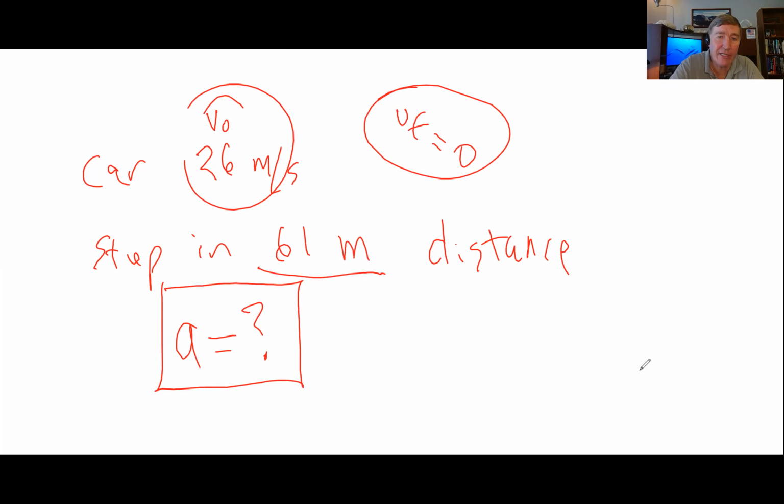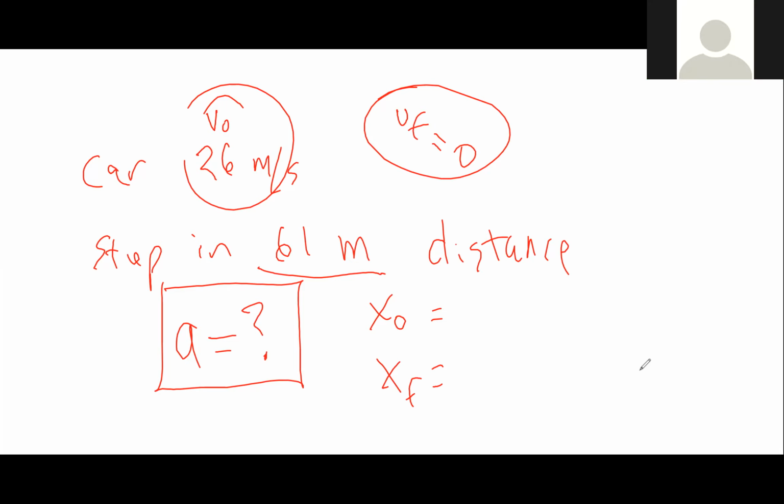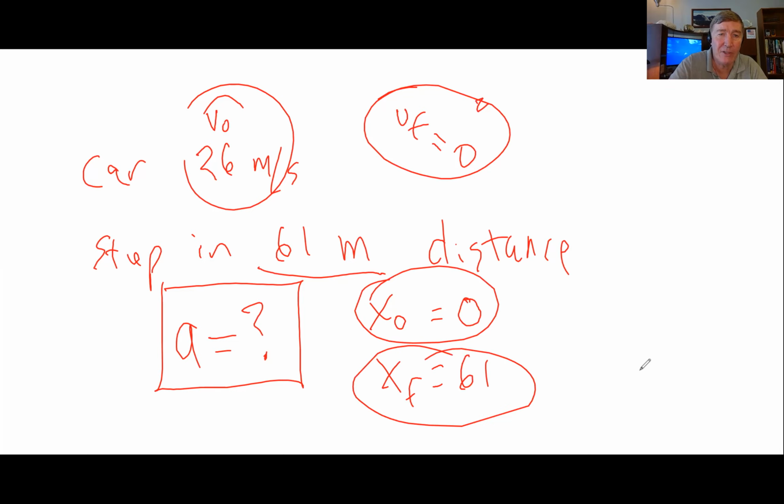How about X initial and X final? What are we going to put for those? Isn't that 61 meters? Which of them is 61? X final. So it sounds to me like you want to put the origin at the place where the car was when he first hit the brakes, which is a logical place to put it. So you're going to define that the origin is at the place where he hit the brakes, and so X final then is going to be 61. Okay, so we know X initial, we know X final, we know V initial, we know V final.